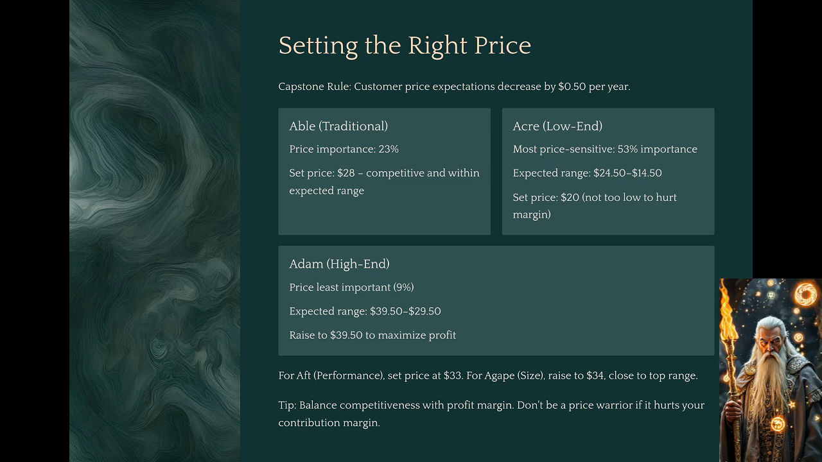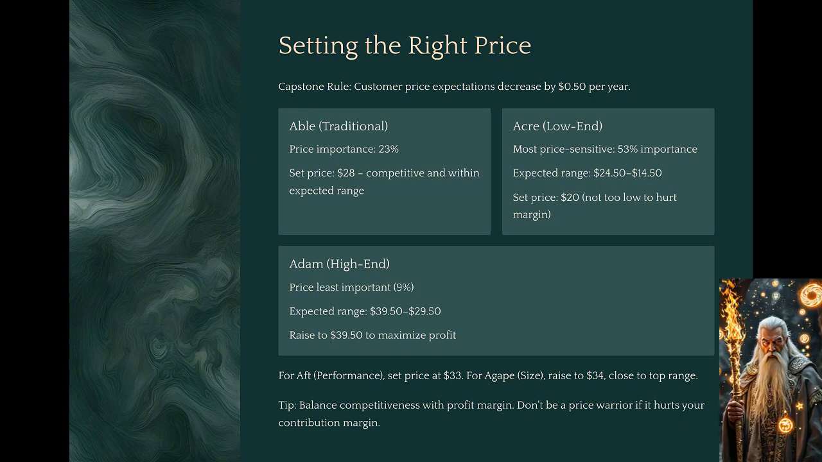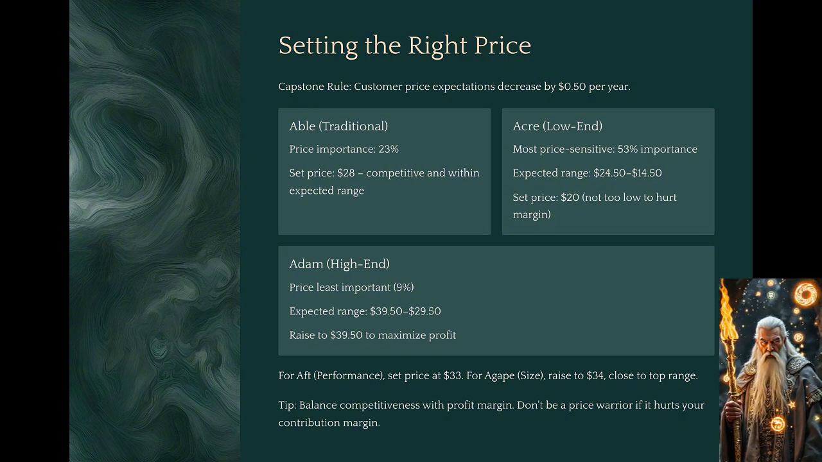$24.50 to $14.50. Competitors at $21, set price at $20, not too low to hurt margin. White heavy checkmark Atom, high end, price is least important, 9%, expected range, $39.50 to $29.50. Current price, $38, raised to $39.50 to maximize profit. White heavy checkmark Aft, performance, moderate importance, 19%, set price, $33, stay steady.